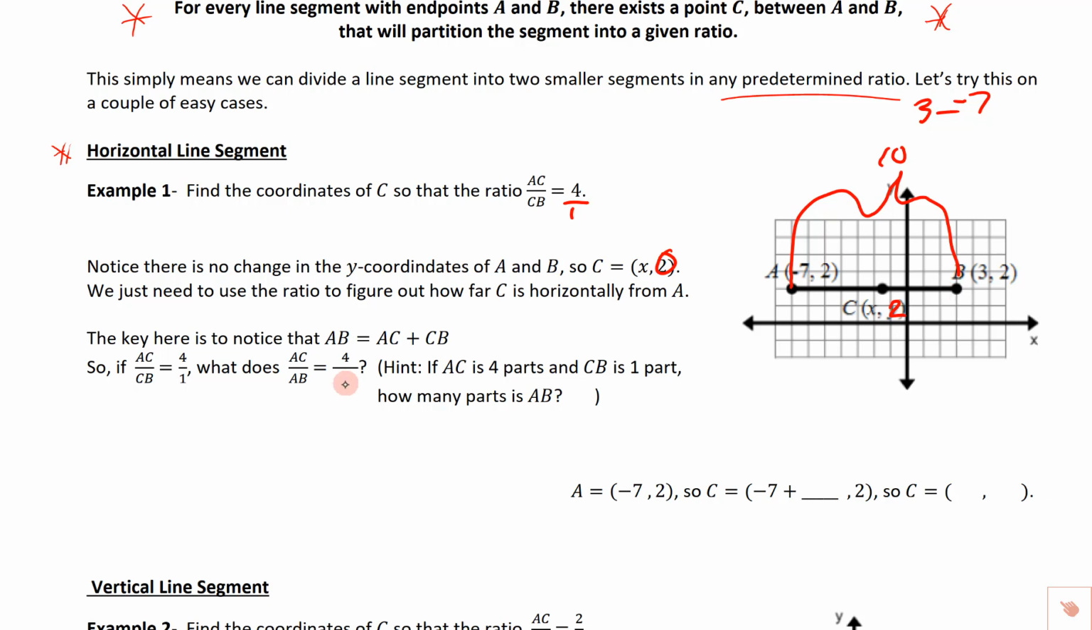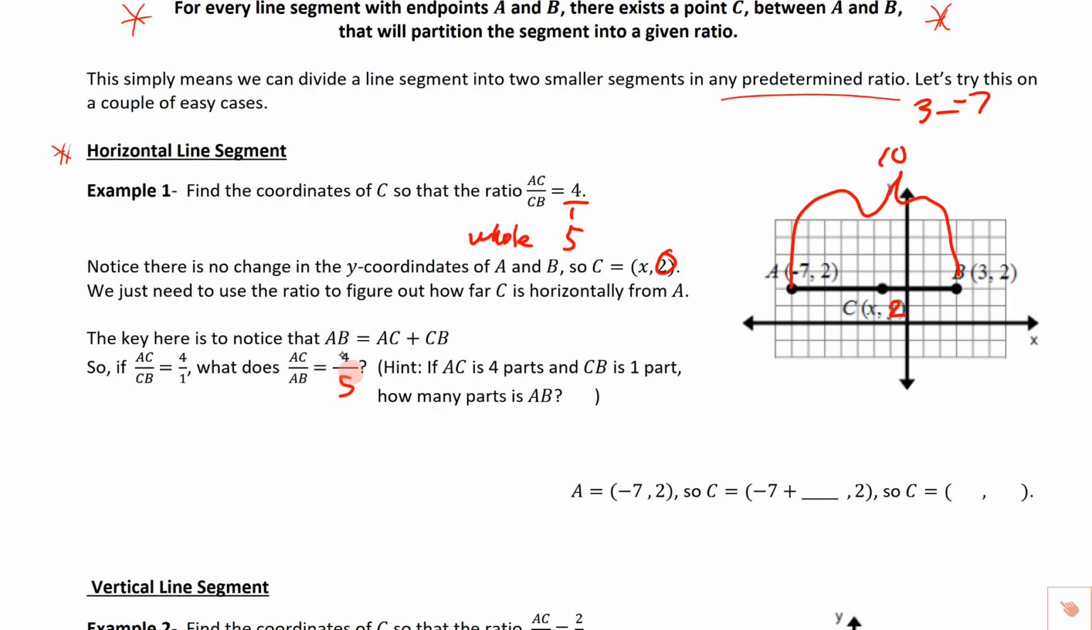So what goes on the bottom here? Don't say anything out loud. So if A to C is 4 parts and C to B is 1 part, how many parts is it from A to B? Gavin, what is it? 5. It's 5 because we just add the 2 of those together. So what I've got right here is I've got the whole. Part 4, part 1, altogether we've got in the whole 5 parts. So this is going to be a 5. Any questions there?